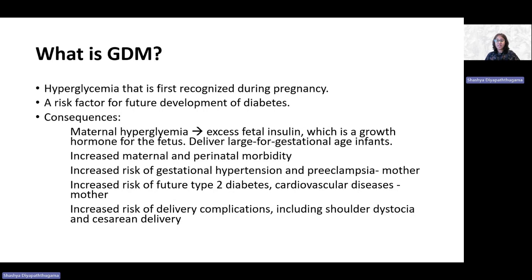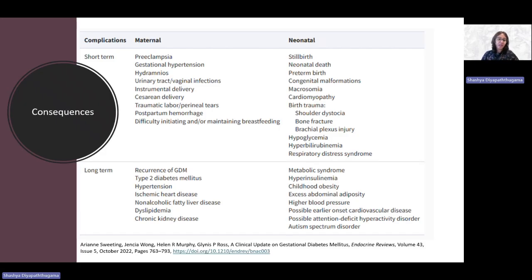the mother. And so GDM is not just about high blood sugar during pregnancy. It has immediate consequences for the fetus, delivery risks for the mother, and long-term metabolic implications for both. So this picture shows the complications, both long-term and short-term, for both mother and the baby.